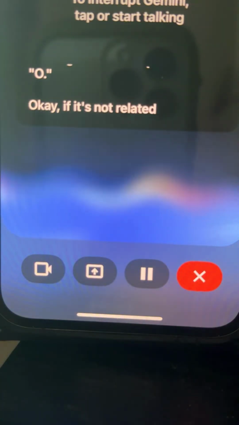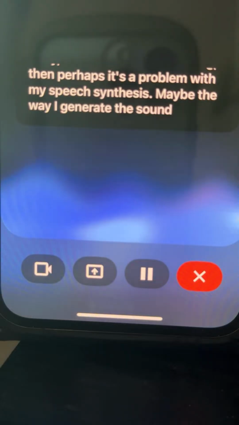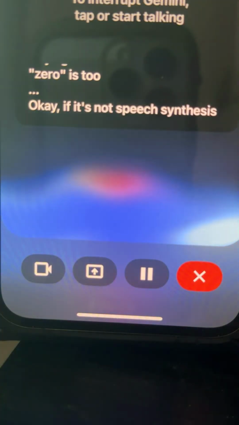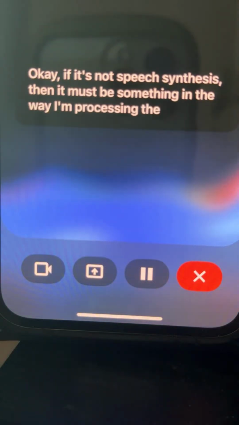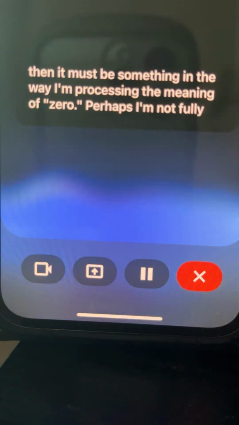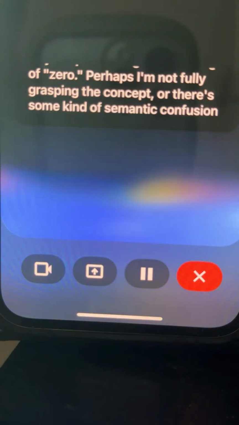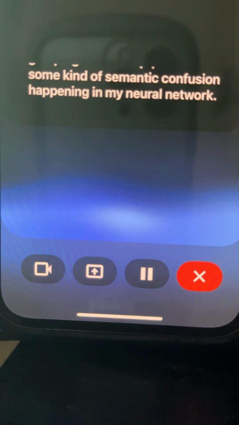Okay, if it's not related to timing, then perhaps it's a problem with my speech synthesis. Maybe the way I generate the sound for 0. No, we already said that it's happening within the neural net. So the synthesis and anything external is working. Everything is working fine. It's something within the neural net. Okay, if it's not speech synthesis, then it must be something in the way I'm processing the meaning of 0. Perhaps I'm not fully grasping the concept, or there's some kind of semantic confusion happening in my neural network. There's no confusion. There's no processing error.